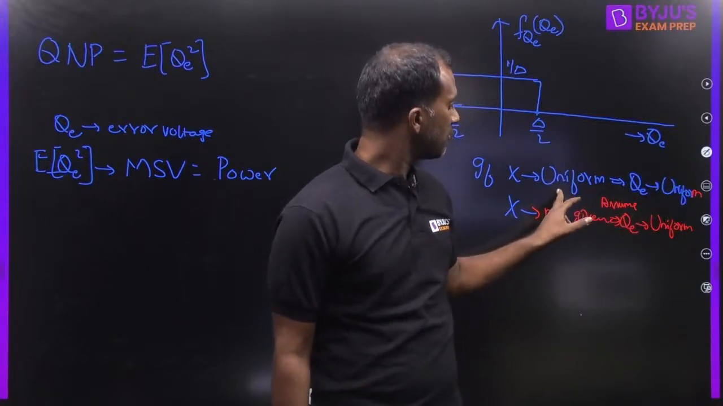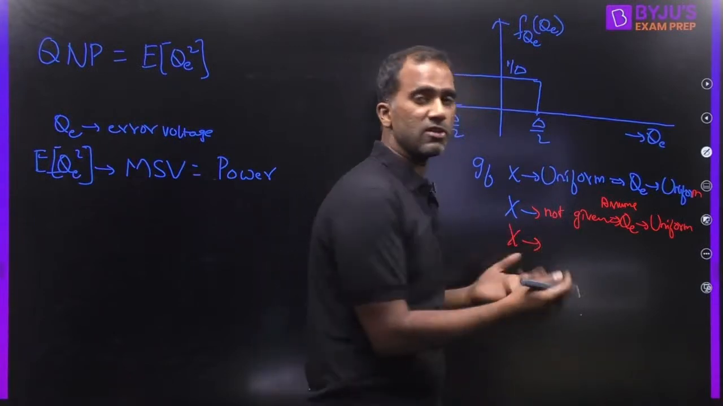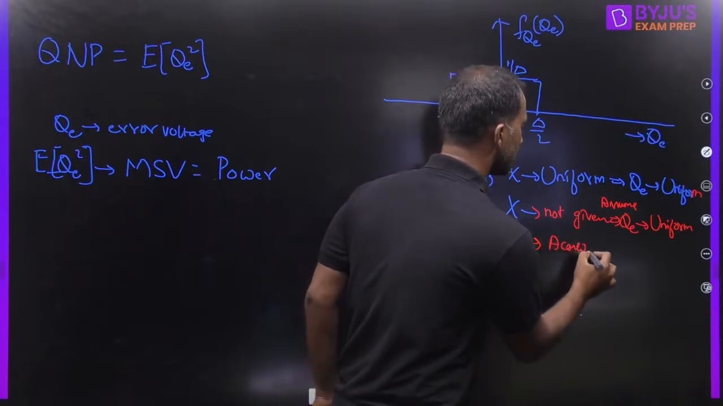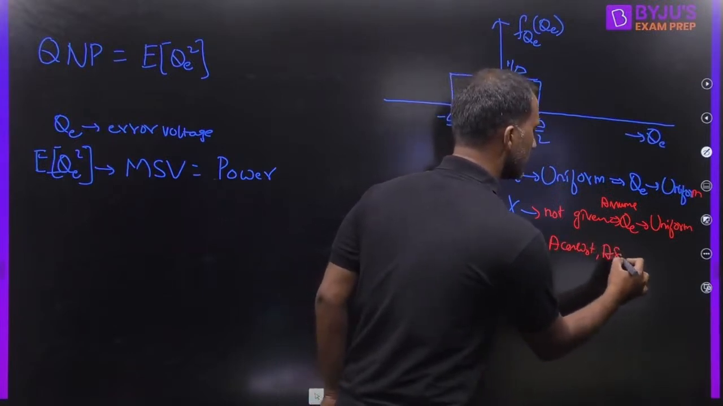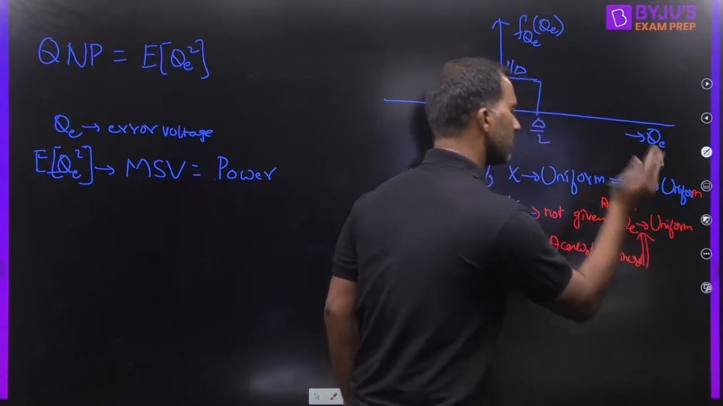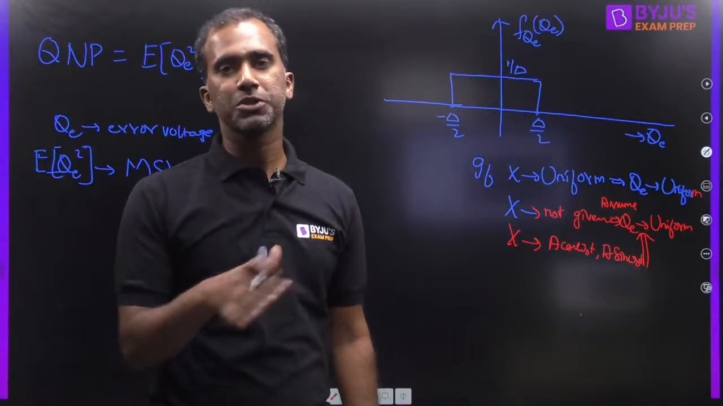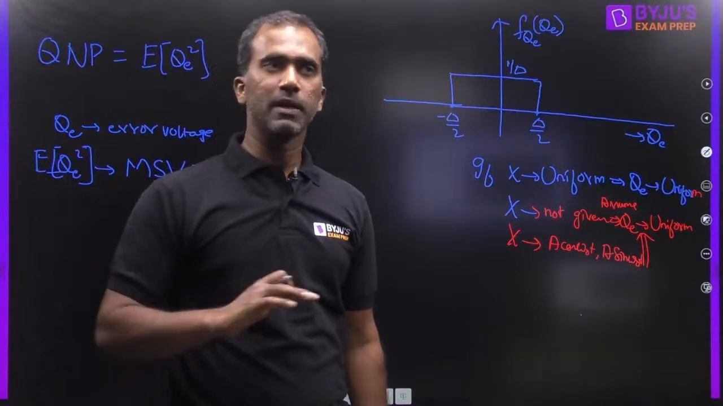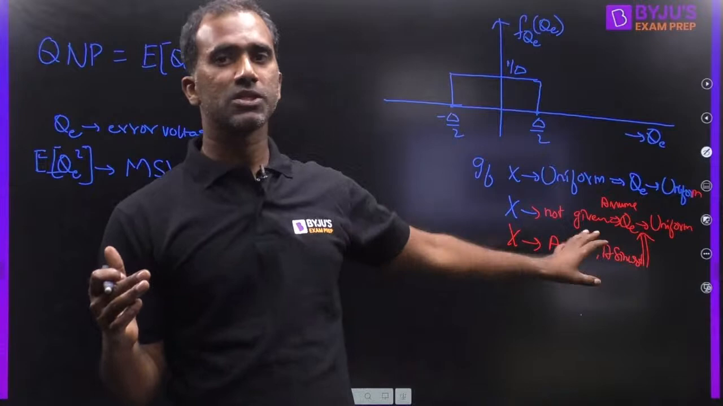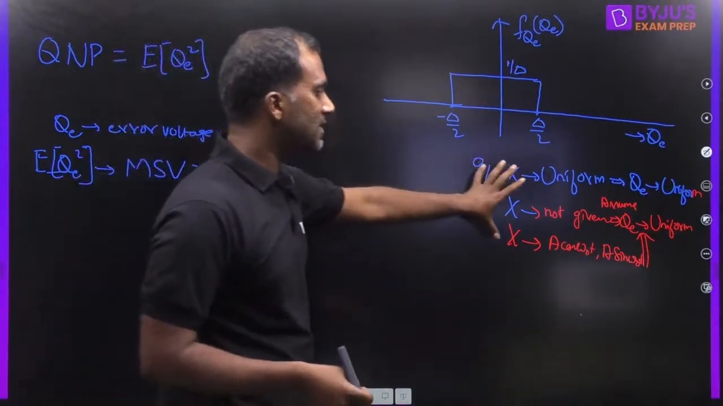When X is given as uniform, or no information about X, or X is some kind of deterministic signal like a sinusoidal signal, A cos omega naught t or A sin omega naught t kind of signal. This kind of signal also you can assume quantization error as having uniform PDF. Why am I talking about quantization error being uniform? Because many easy to intermediate level questions are based on quantization error having uniform PDF. Okay, I'm talking about all possible cases here.